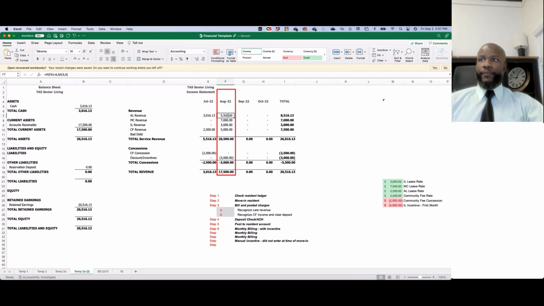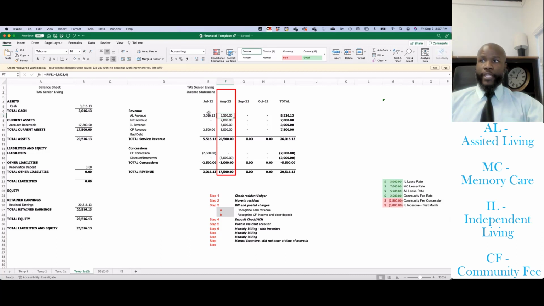So for this first resident, assisted living, right, there was prorated in July, which is what our previous example showed. Now we got the full month billing in the month of August. So that's the full month. We also had a memory care resident come on. And so in this example, they came on the beginning of the month. So we got a full billing there. And then we got a full billing for an independent living resident that came on, and again, full month billing there.